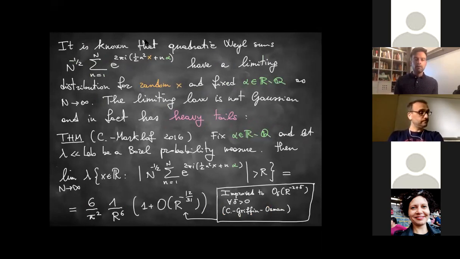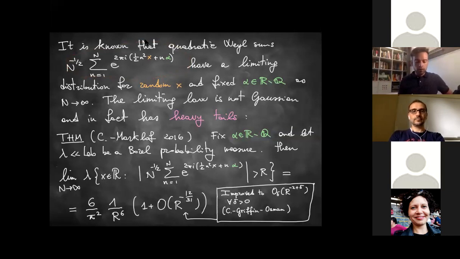So if you have ever heard me give a math talk, you probably have heard me talk about exponential sums or quadratic Weyl sums or Gauss sums or some mixture of those things. So no surprise that I'm talking about that today. So I want to discuss this object, this exponential sum. So x and alpha are real numbers.